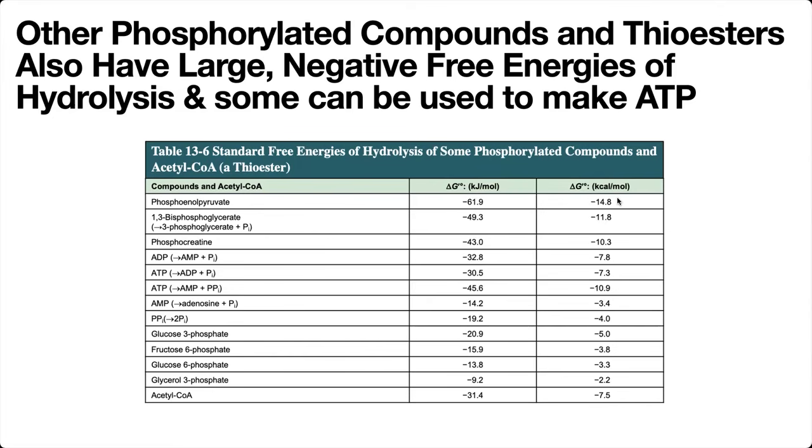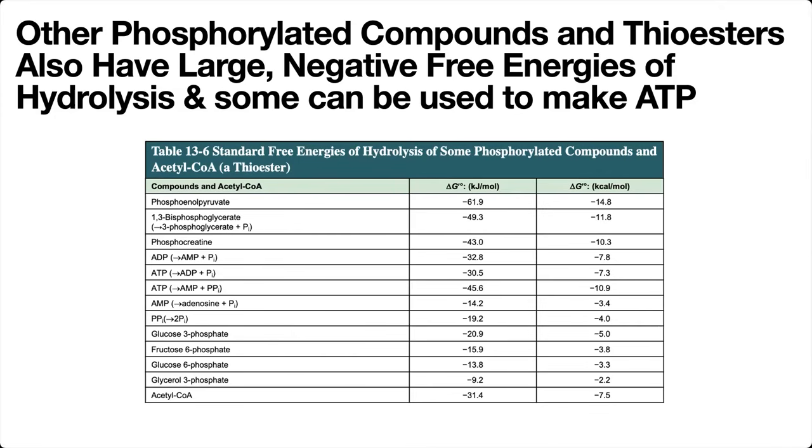But if we think about the hydrolysis of phosphoenolpyruvate, now we've got -14.8 kilocalories per mole. So if we were to hydrolyze phosphoenolpyruvate, we get 14.8 kilocalories per mole, and we've got plenty of energy then in order to put that phosphate group back onto ADP to give us ATP.